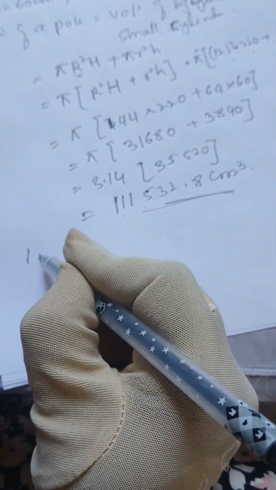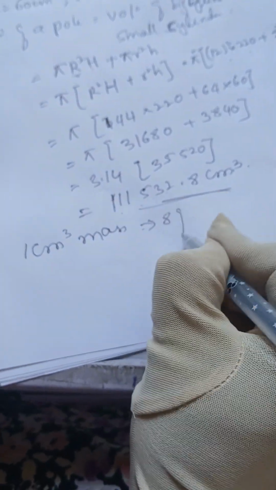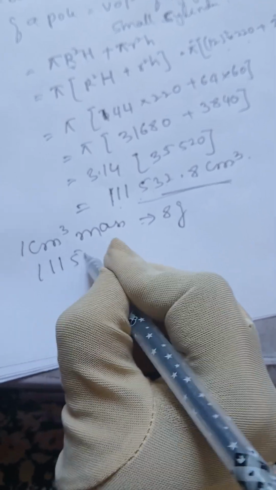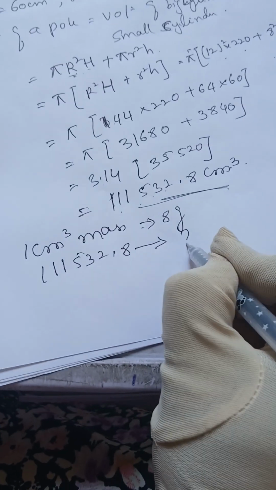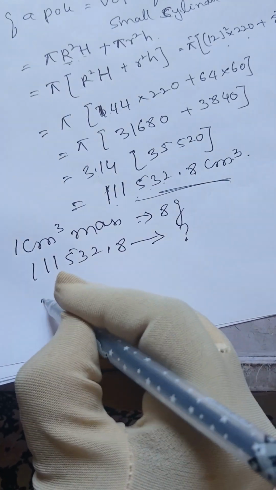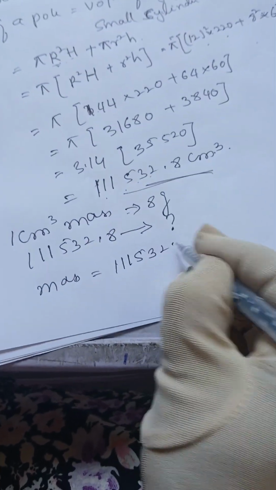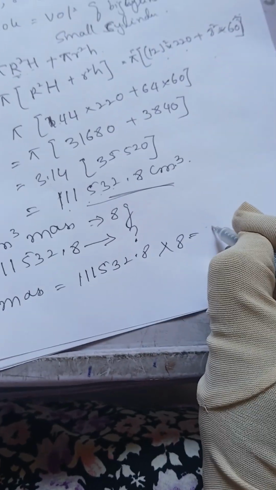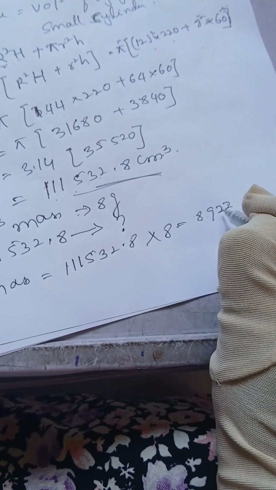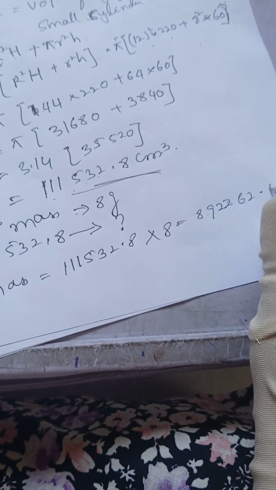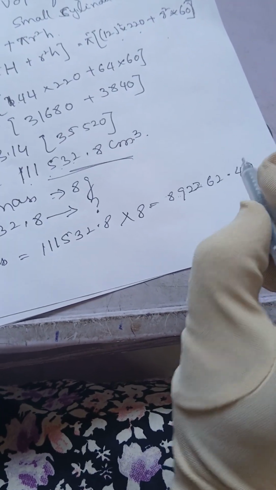If mass we have to calculate, 1 centimeter cube mass is equal to 8 grams. So 111,532.8 centimeter cube mass will be how much grams? So what we will do, mass is equal to 111,532.8 into 8. If we multiply, we will get 892,262.4 grams.